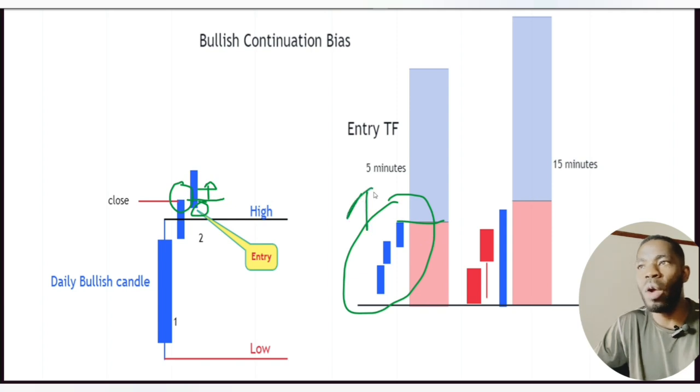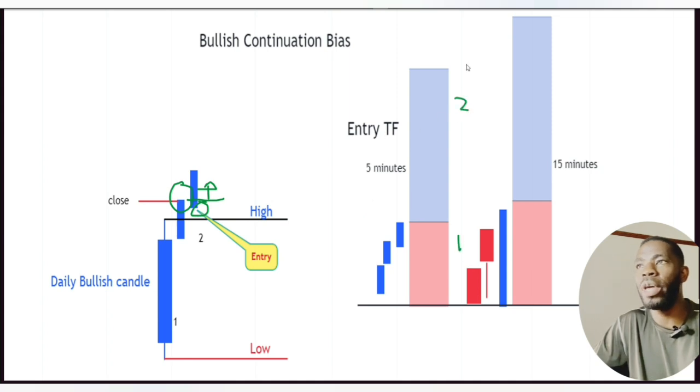And target a 1 to 2 risk to reward ratio. Sorry, you target a 1 to 2 risk to reward ratio. This would be 1, this would be 2. Target a 1 to 2, your take profit up there, and your stop loss just below this first white soldier.